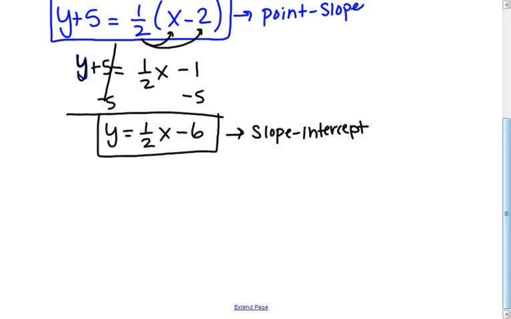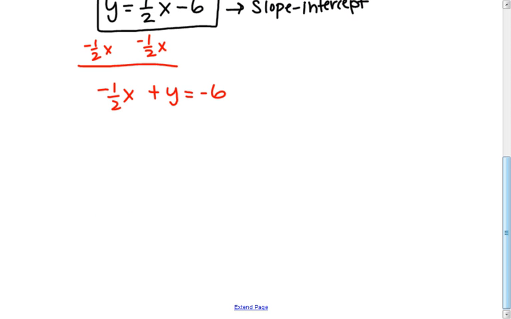And then I want you to go one more step to get into standard form. And again, standard form has your x's and your y's on the left side. So I would want to subtract 1/2 x. And I would have negative 1/2 x plus y equals negative 6. Two things are wrong with this in standard form. First of all, your first term in front of your x there can't be negative. And you also can't have fractions. So what I am going to actually do is multiply everything through by negative 2.